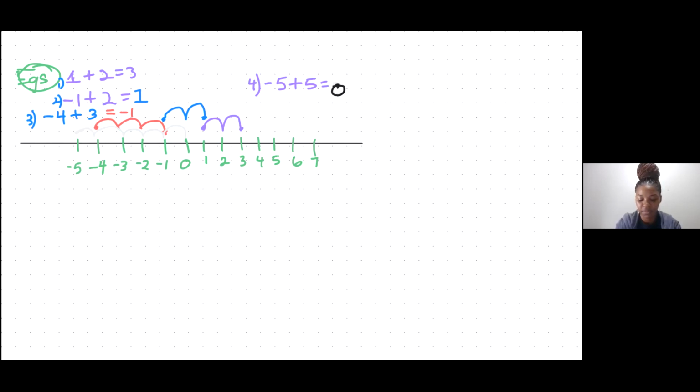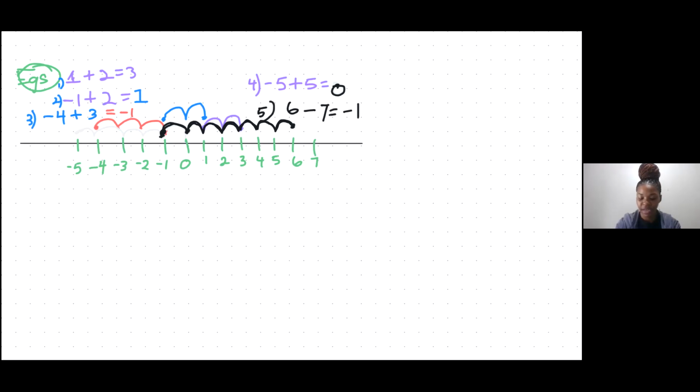And let's do a fifth one. Let's do 6 minus 7. So now we're minusing, so we're going left, right? So 6, and we're going left 7 times. 1, 2, 3, 4, 5, 6, 7. And therefore my answer for 6 minus 7 is -1, according to the number line.